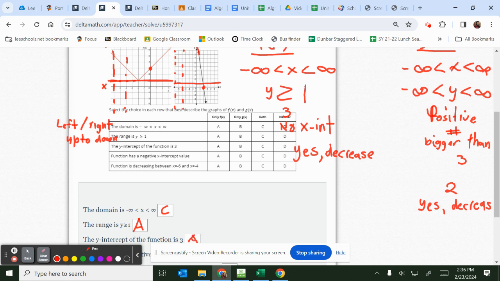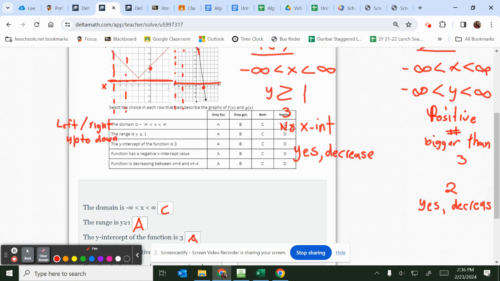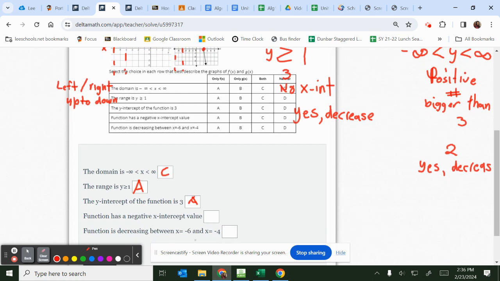Then the next answer asks about the negative x-intercept. F of x has no x-intercepts, and g of x has a positive x-intercept, so it would be neither. For that part, you would put D. And then for the final aspect going down, both of them were decreasing, so you would write C for both. So again, guys, just like that.